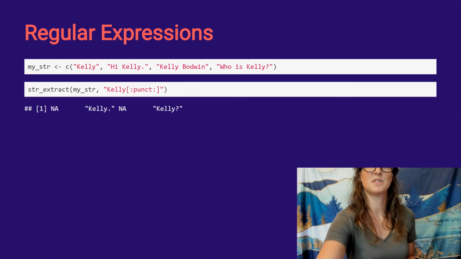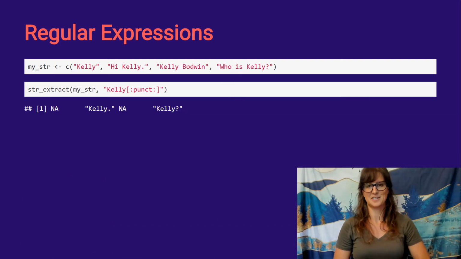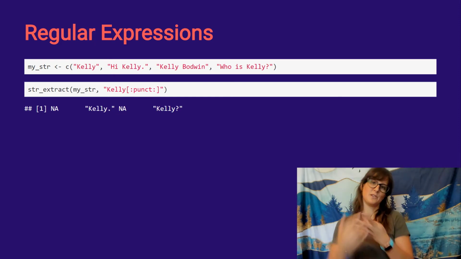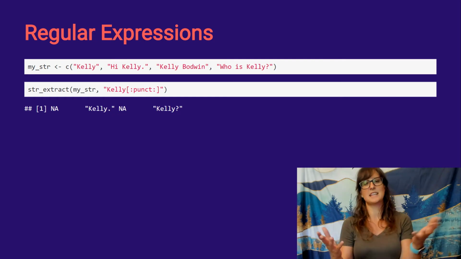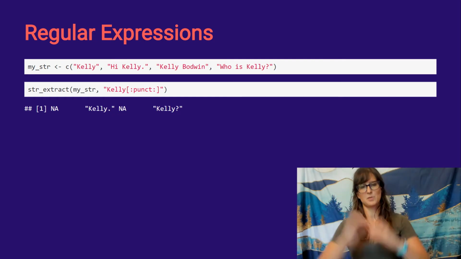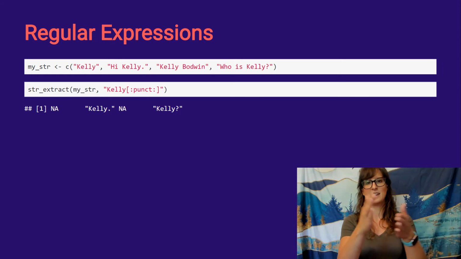All right, one last example to do with these special characters. So here I've got another vector of strings. This one has some sentences. Kelly, hi Kelly, Kelly Budwin, and who is Kelly? And so I could say, please extract for me any instance of my name followed by a punctuation mark. And you get what you expect here. We have Kelly period and Kelly question mark period.